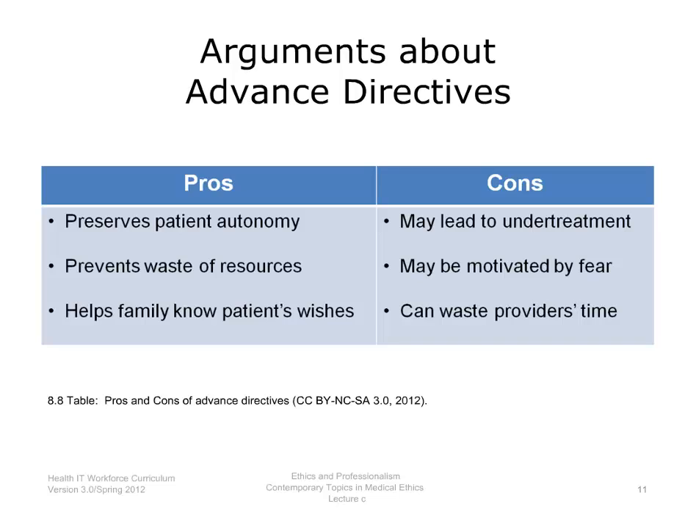In addition, it is argued that some people are motivated by fear when writing a living will, and therefore give unrealistic instructions. For example, they may underestimate their ability to handle pain or disability, or they may underestimate what their own will to live would be. It is also argued that powers of attorney can waste healthcare providers' time. For example, healthcare professionals may need to spend time finding the person who is designated to make decisions.